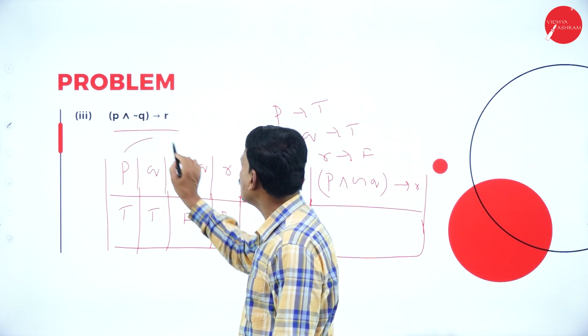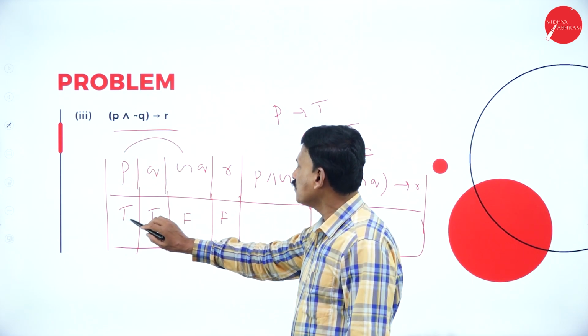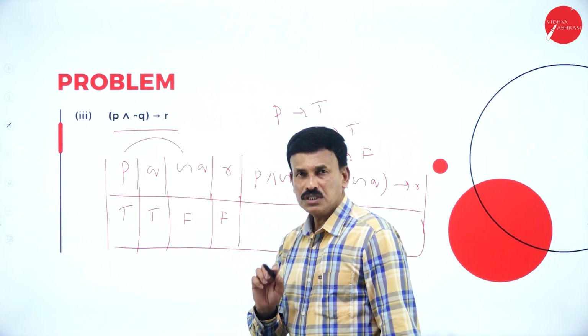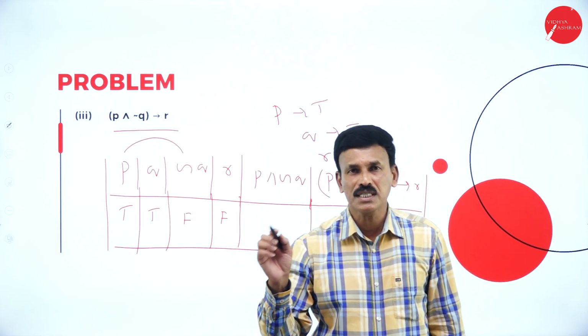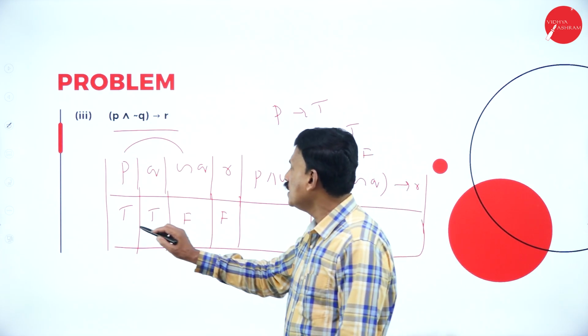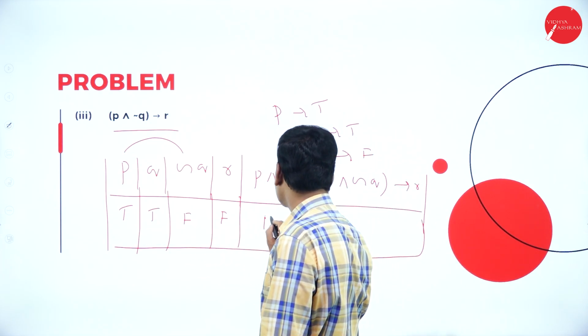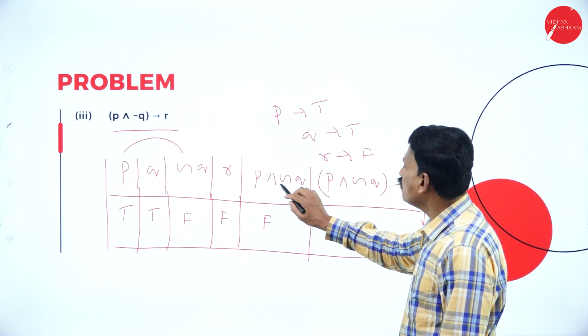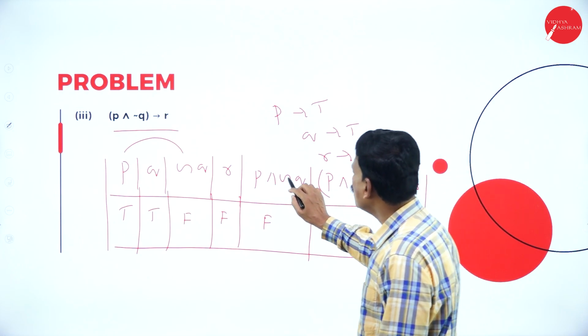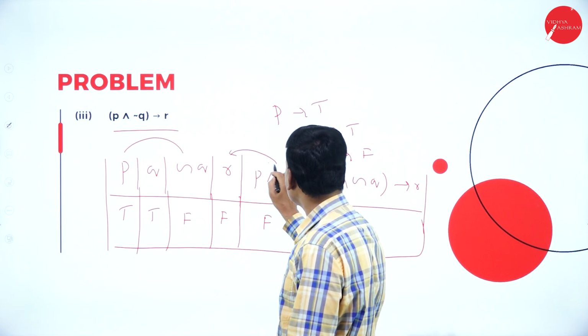P conjunction negation Q. So conjunction for true and false. Conjunction is true only if both are true. In other cases it is false. So the conjunction of true and false is false. Right. Now write down the conditional for P conjunction negation Q and R, the conditional statement for these two.